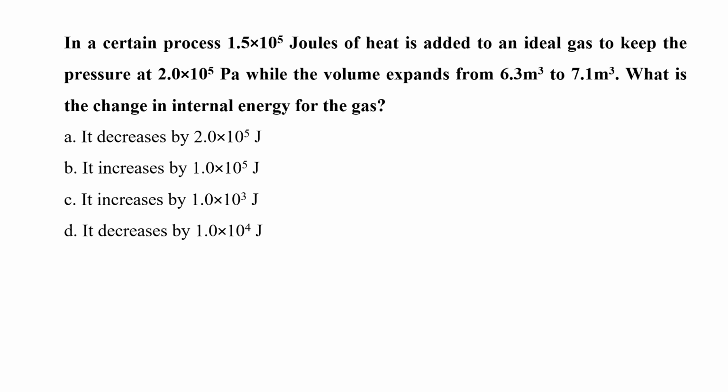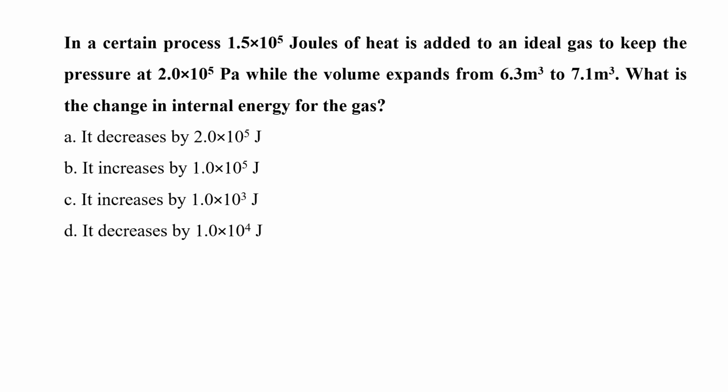In a certain process, 1.5 into 10 raised to 5 joules of heat is added to an ideal gas to keep the pressure at 2 into 10 raised to 5 pascals, while the volume expands from 6.3 meter cube to 7.1 meter cube. What is the change in the internal energy for the gas? A. It decreases by 2 into 10 raised to 5 joules. B. It increases by 1 into 10 raised to 5 joules. C. It increases by 1 into 10 raised to 3 joules. Or D. It decreases by 1 into 10 raised to 4 joules.